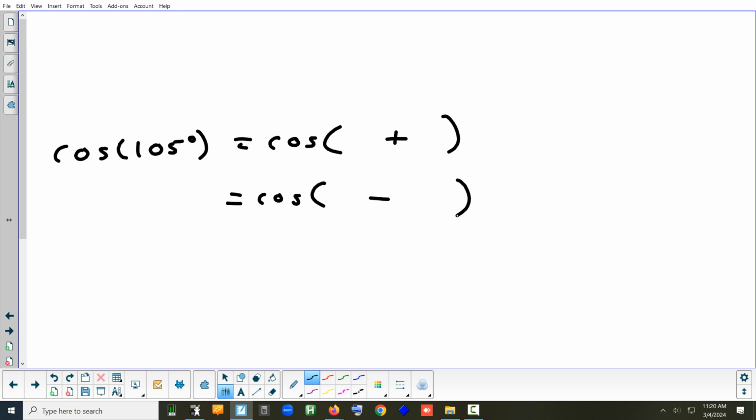Okay, 105. Anybody think of two numbers that add to give me 105? And they have to be multiples of 45 and 30. Yep, 60 and 45. So that's treating this problem as a sum. But you can also do it as a difference. Anyone? Yeah, 135 minus 30. You could think of it as 135 minus 30. No matter which way you do it, you're going to get the same answer.